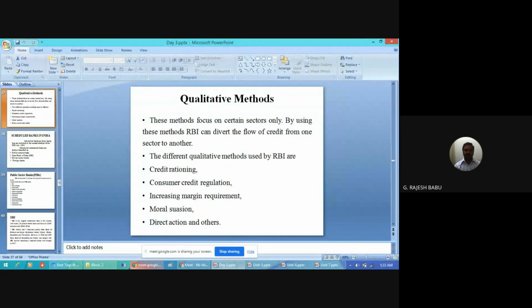Then direct action. It refers to the direction and control which the Reserve Bank of India enforces on particular or all banks in case of default or adverse conduct. The Reserve Bank of India can reject the request of a bank for the grant of rediscounting facilities.